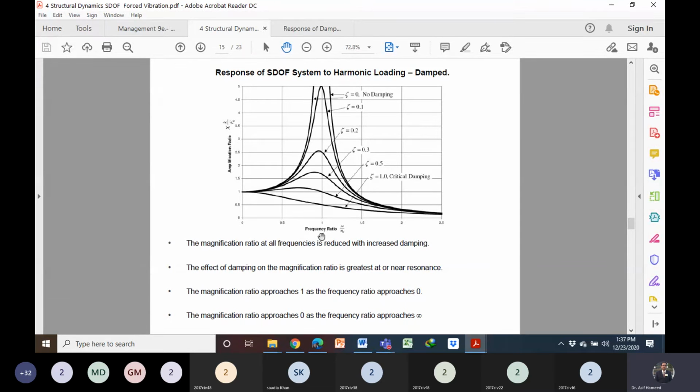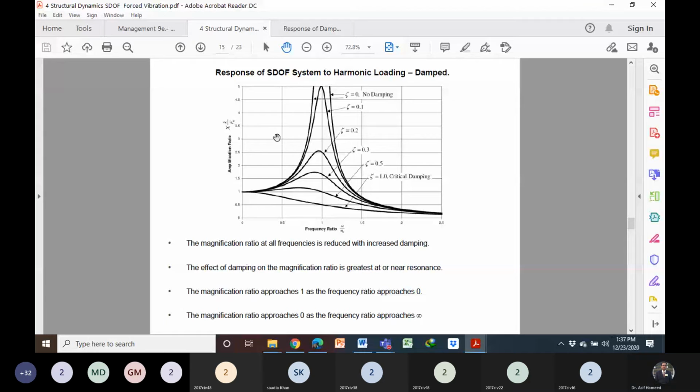This is the plot of the amplification factor against the frequency ratio and the damping ratio. The magnification ratio at all frequencies is reduced with the increase in the damping. So with the increase in the damping in the system, the amplification factor will decrease for all the frequency ratios. दोबारा repeat कर रहा हूँ, it's important. With the increase in the damping ratio, the amplification factor will decrease for all the frequency ratios.